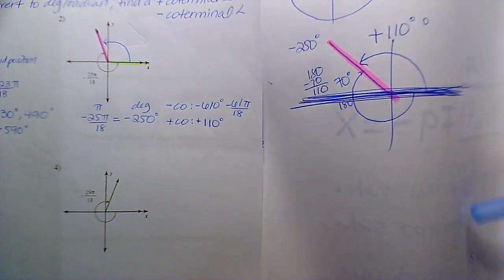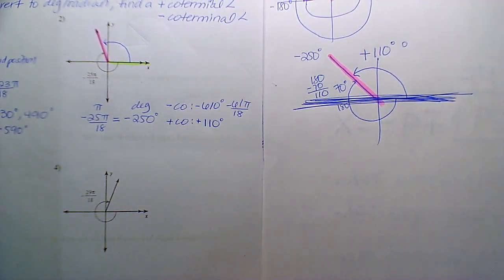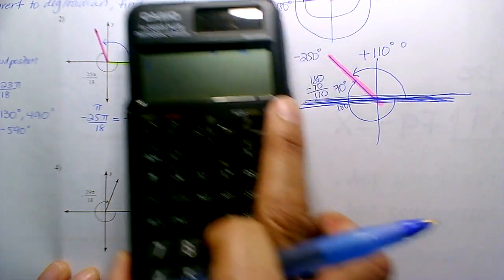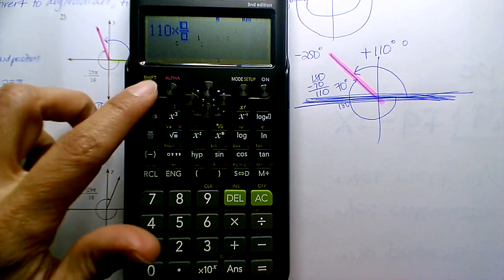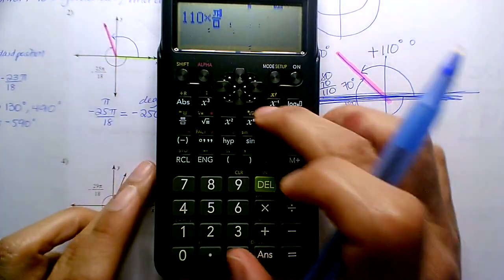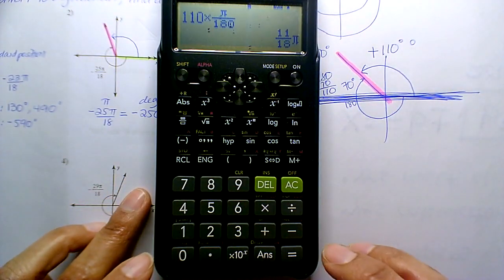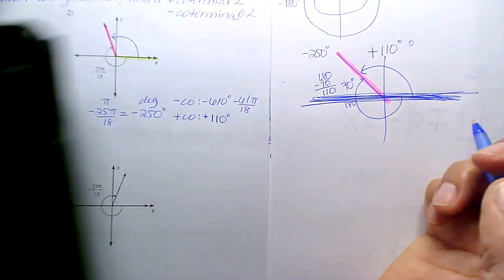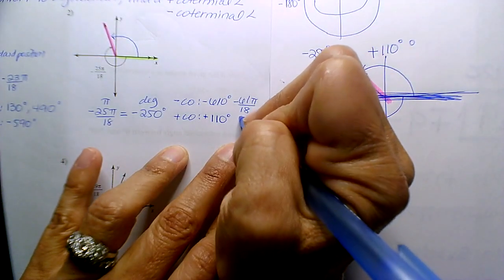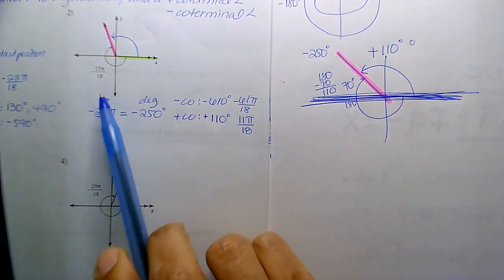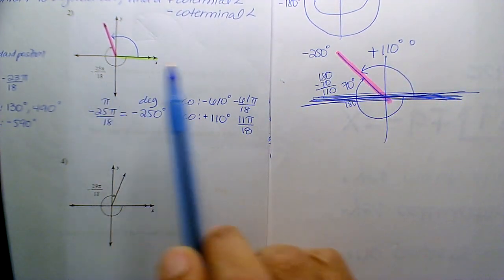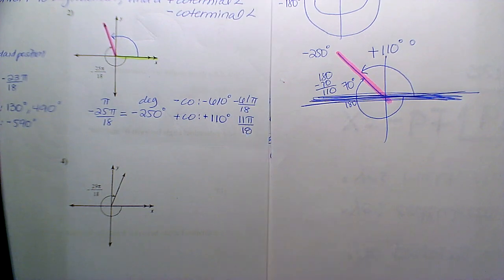Okay, so let's convert that to radians because that's how the answer was given to us. So 110 times pi over 180, and I get 11 pi over 18. Okay, so they gave us a radian answer, so we gave radian coterminals. One positive, one negative, right?